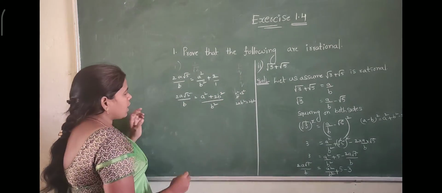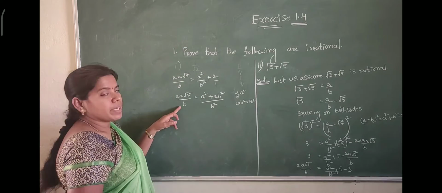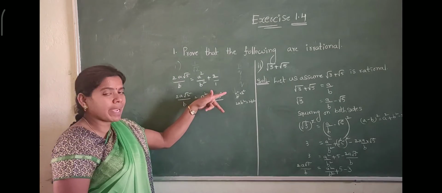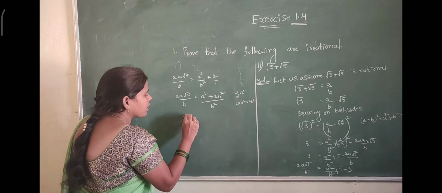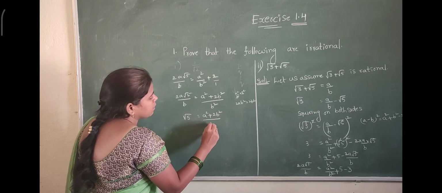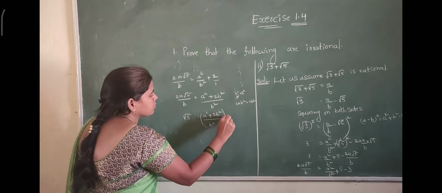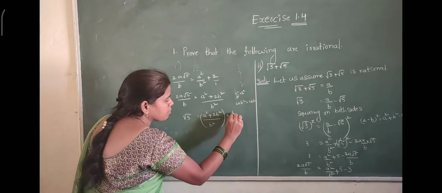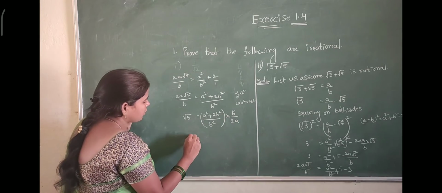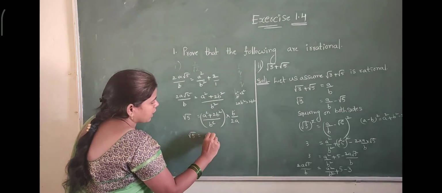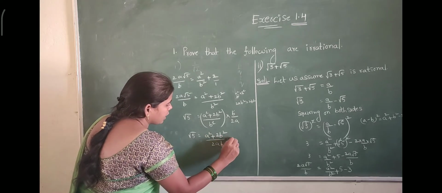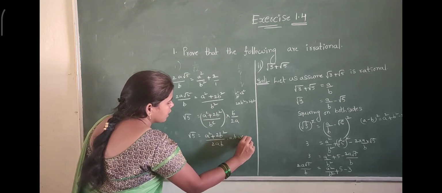Here we are transposing 2a by b from LHS to RHS. 2a by b becomes b by 2a. Okay. Root 5 is equal to a square plus 2b square by b square, into b by 2a. Okay, b cancels. What will we get? Root 5 is equal to a square plus 2b square by 2ab, where a and b are integers.